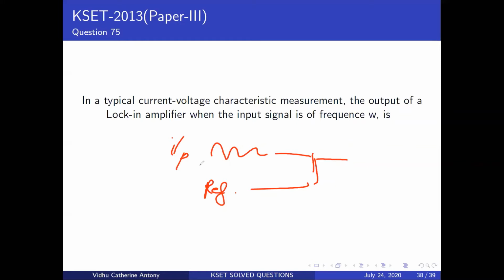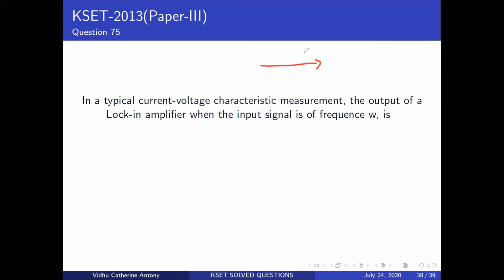When you have to send some kind of information, you also have a carrier wave coming along with it, and then you have certain noise. So there's noise, there's a carrier wave, and there's information that's passing through. What the lock-in amplifier does is remove the carrier wave.